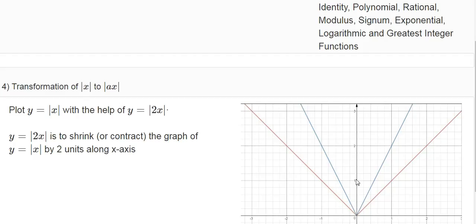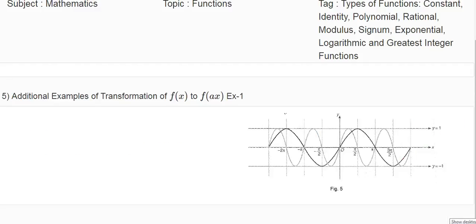Now it is obvious that in case of y is equal to modulus of x by 2, the graph would be something like this. So it would be expanding. But to remember it, let us remember with this example only that in the first case, rather than at x is equal to 1, at x is equal to half only, the value of y would become 1. So the graph would be shrunk in the first case and it would be expanded in the second. As this is an important topic, we would take another example of this kind of transformation.